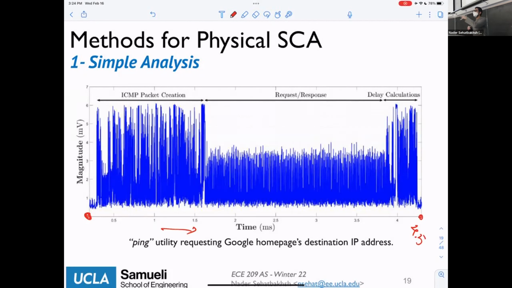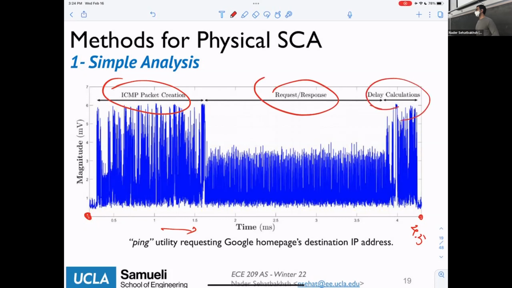What we did was start the ping request and then start collecting the signal. The obvious thing you can see is that there are various very distinct and different phases in the ping activity, right? The packet creation, request and response, delay calculation, et cetera. And you can easily pinpoint these activities. If you look at the ping code, which is also publicly available, you can pinpoint this to that and know exactly which one is which.